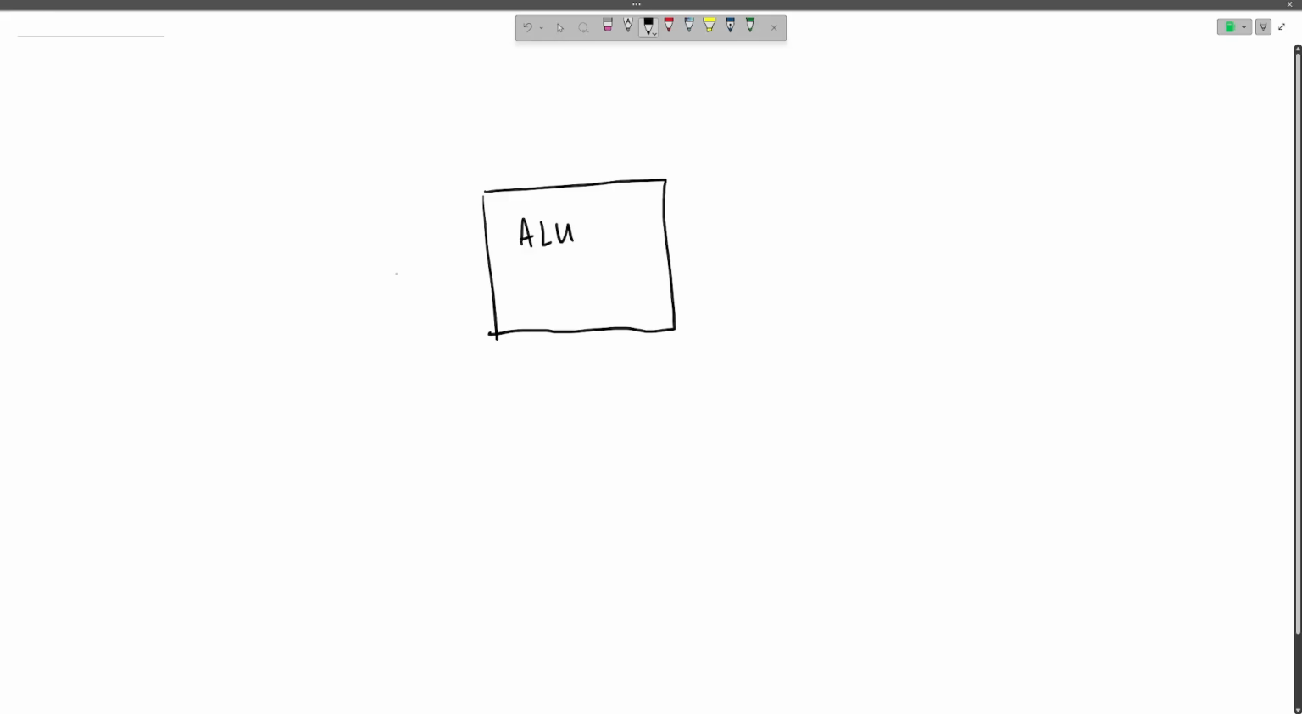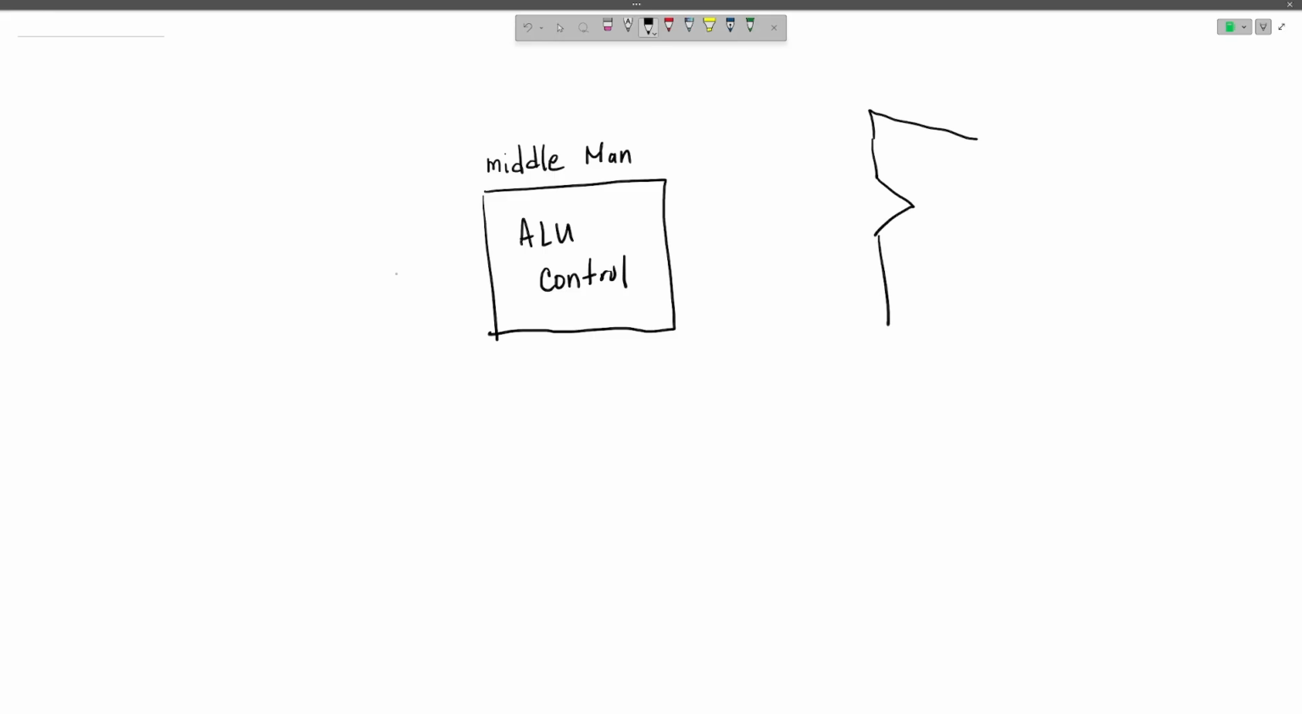So the ALU control is this one. This is the ALU control unit. It acts as the middleman for our ALU. This is the ALU, and this has an operation signal, and it's going to be 4 bits, and this is going to send the control signals to the ALU.